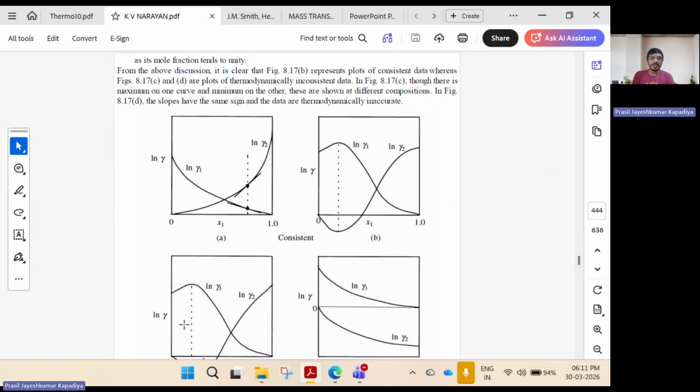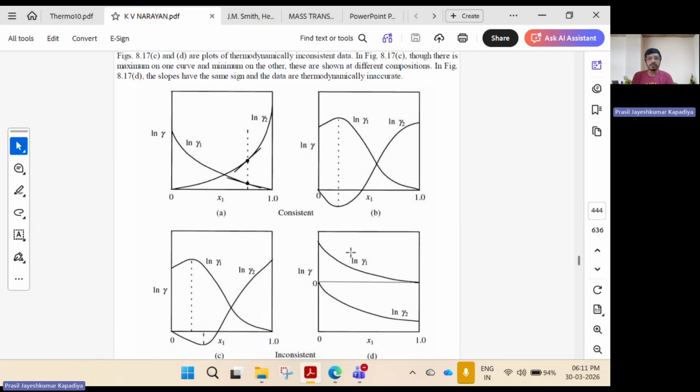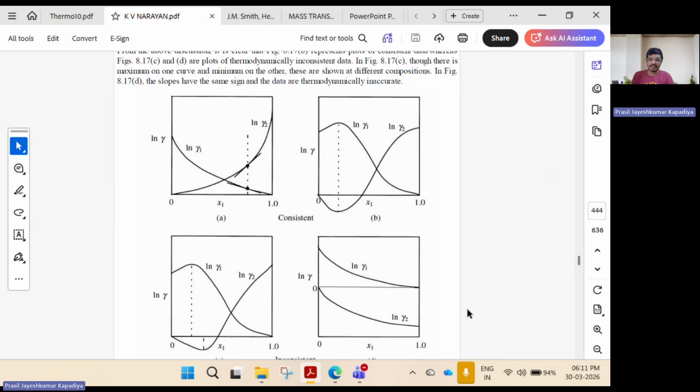For this C, we know that there is a maximum on one curve and a minimum on the other, but they are shown at different compositions. So this is not valid. And here we see that the slopes have the same sign, and that's why thermodynamically this data is inaccurate and not consistent.